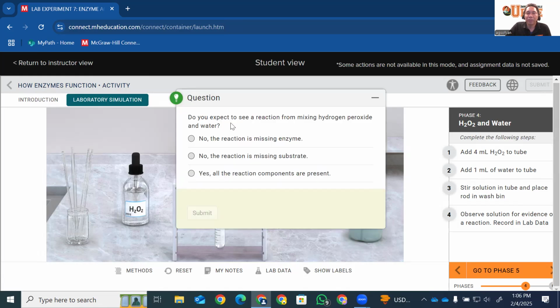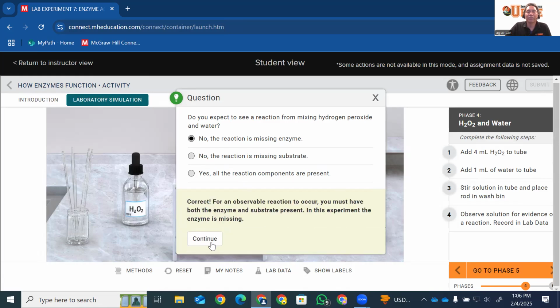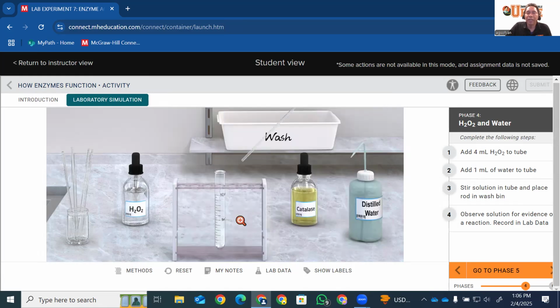What happened? You expect to see a reaction from mixing hydrogen peroxide and water. Remember, a substrate needs an enzyme. So there is no enzyme in it. There is no catalyst. Therefore, there should be no reaction. Missing enzyme. So here you go. Yes, that's correct.